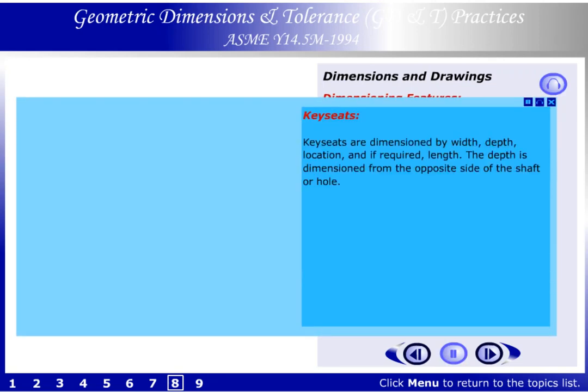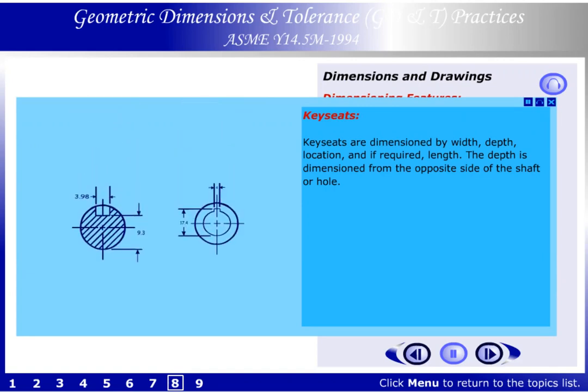Key seats. Key seats are dimensioned by width, depth, location, and if required, length. The depth is dimensioned from the opposite side of the shaft or hole.